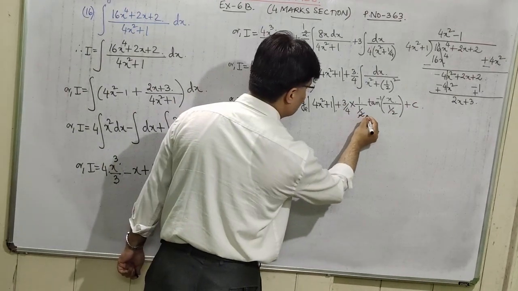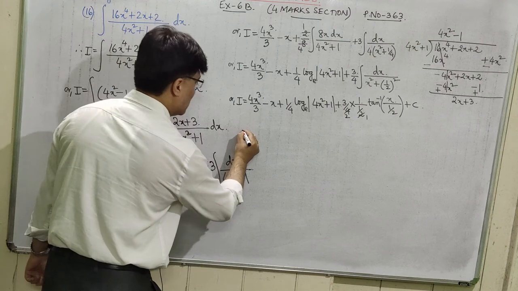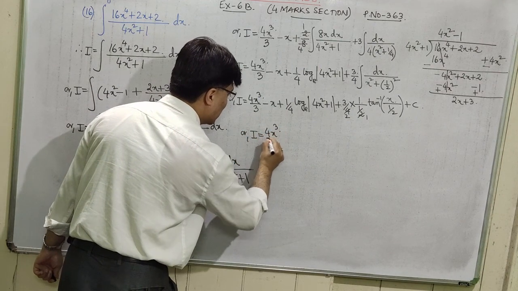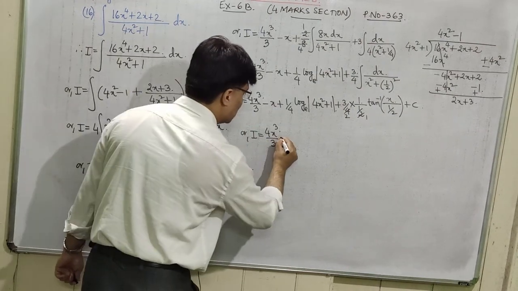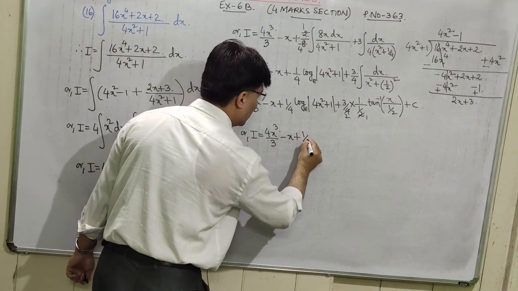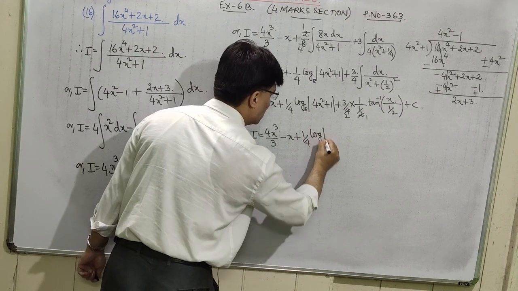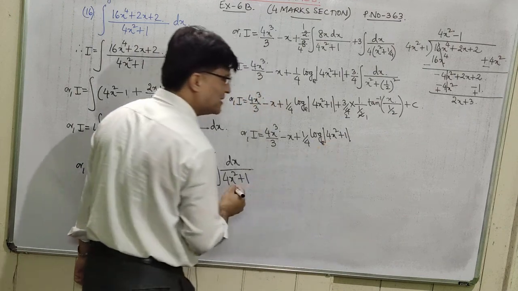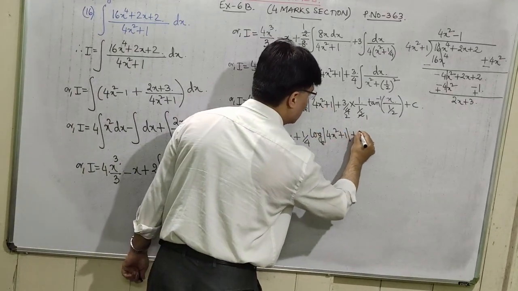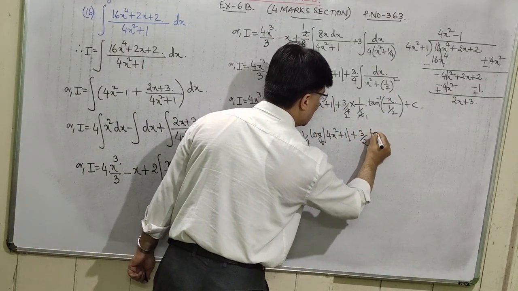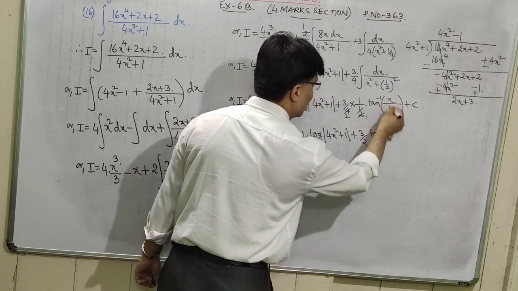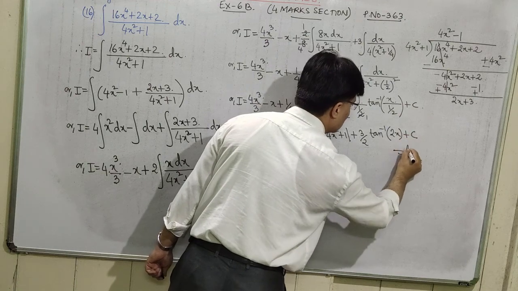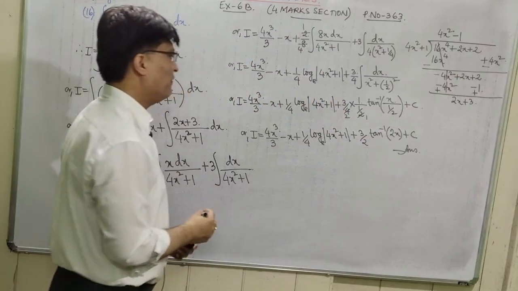Okay, so here you can cancel: 2 1s are 2, 2 2s are 4. So now this is I is equal to 4x cubed by 3, then minus x plus 1/4 log within mod, this is 4x square plus 1, the base is e, plus now this is 3 by 2, then it is tan inverse within bracket. After simplification, what do we get? It is 2x plus c. So this is the final answer.